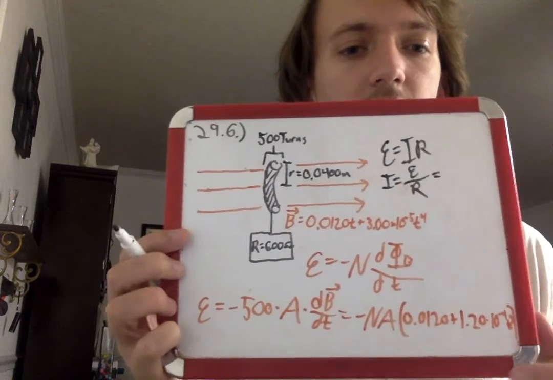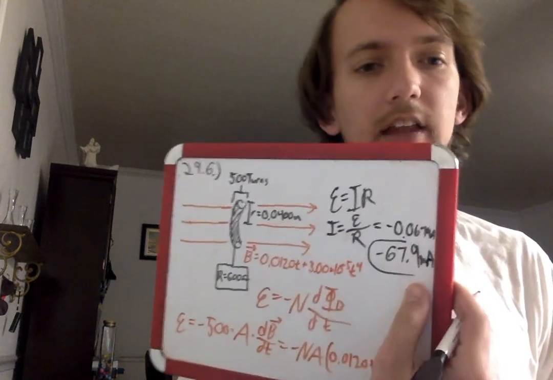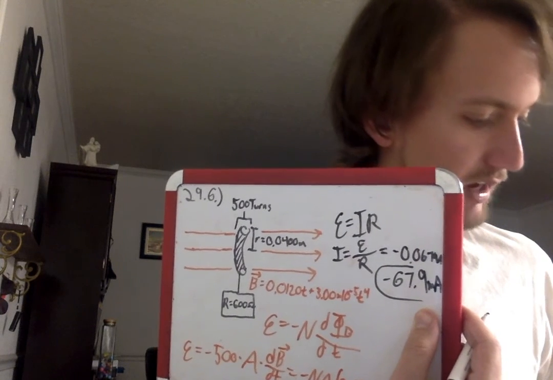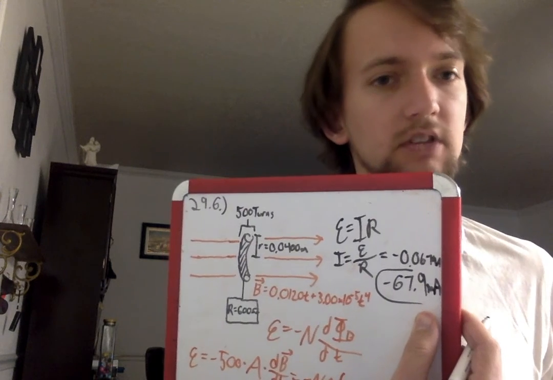And so we just plug in 5 for this and solve for that divided by R, which gives us negative 0.0679 amps, or negative 67.9 milliamps. It doesn't ask for direction, so we can ignore the negative. It's just asking for magnitude.